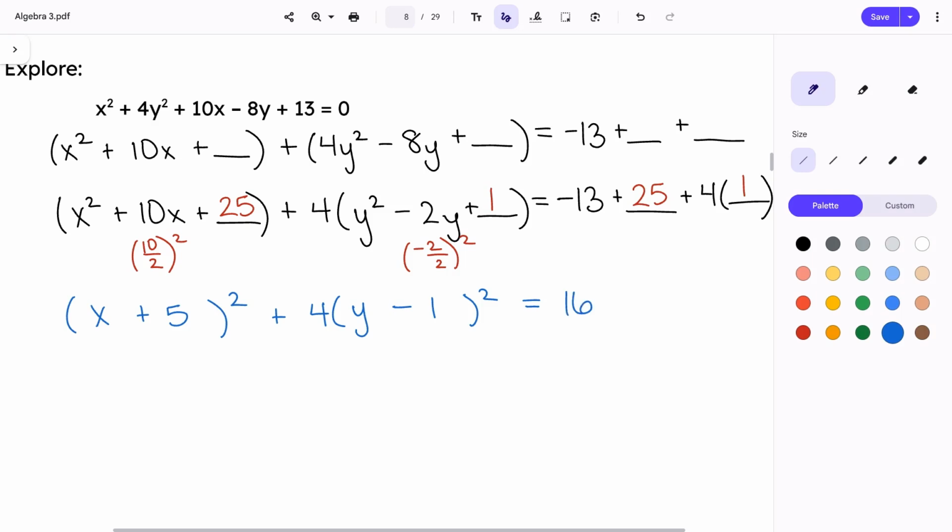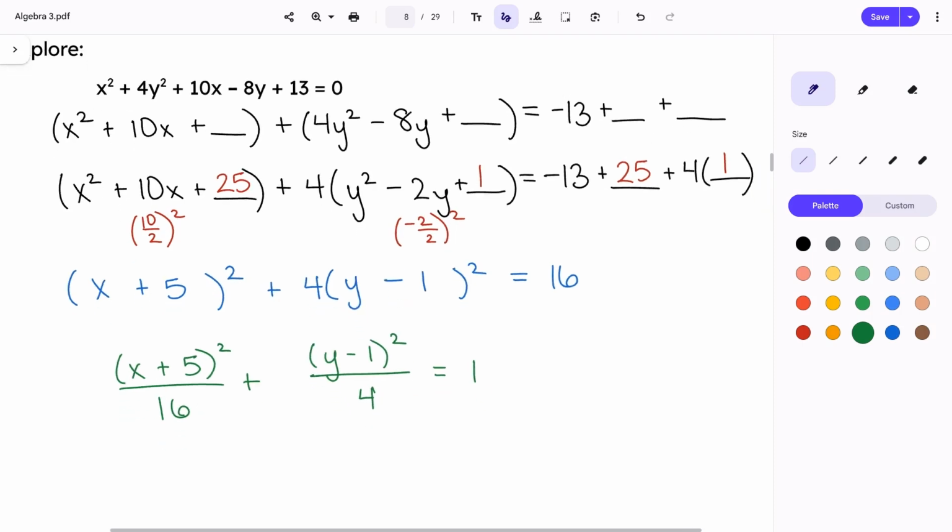Okay, I need to divide by that 16, though, to get it to equal 1. And then we should have an equation that we can work with here. If I divide the first one by 16, nothing's going to happen. It's going to be x plus 5 squared over 16. What's going to happen on the next one? Yeah, we'd be able to take out the 4. So if you take 4 out of 16, if you divide it, what are you left with? 4. And then equals 1. Okay, so you've got your equation now.